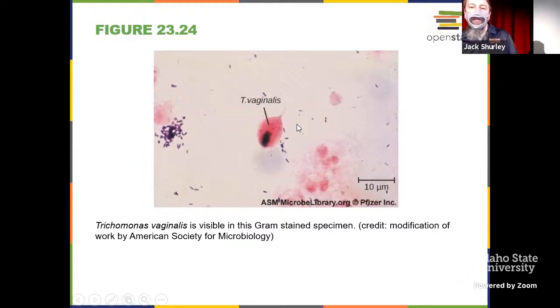So Trichomonas vaginalis, these guys, little flagella right here. Flagellated protists, and they're kind of odd. There are lots of protozoal parasites where the infection is transmitted by some sort of cyst. That's usually how protists get transmitted. But these guys don't have a cyst stage.